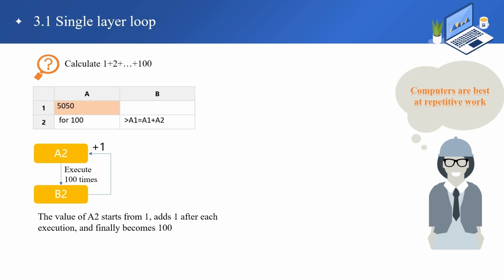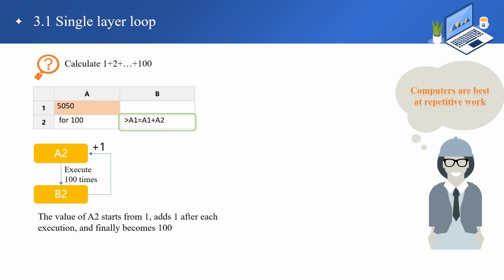A2 cell with for is called loop cell. The code block of A2, that is, the code to be repeatedly executed, is called the loop body of A2. A2 itself is also called the loop variable of the loop, and it will change from 1 to the number of cycles. Let's look at this code.